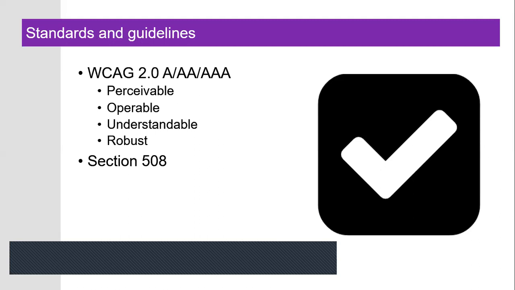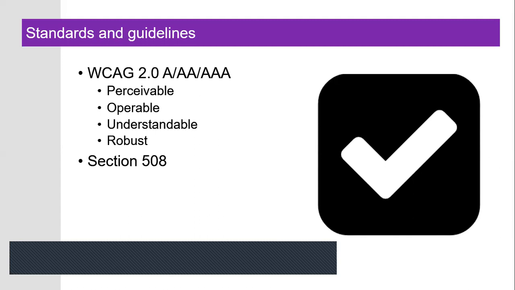WCAG is a set of international guidelines developed by the World Wide Web Consortium, W3C, the governing body of the web, and are the basis of most web accessibility law in the world. Version 2.0 of these guidelines is based on four principles. According to WCAG 2.0, in order to be accessible, content must be perceivable, operable, understandable, and robust.